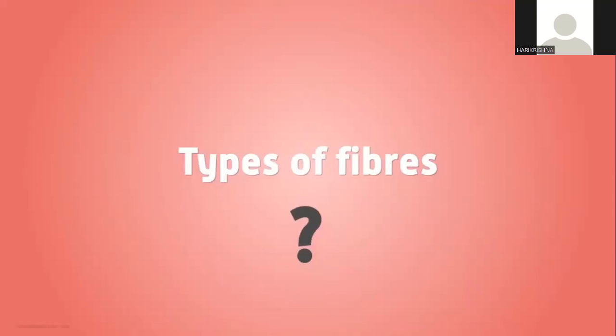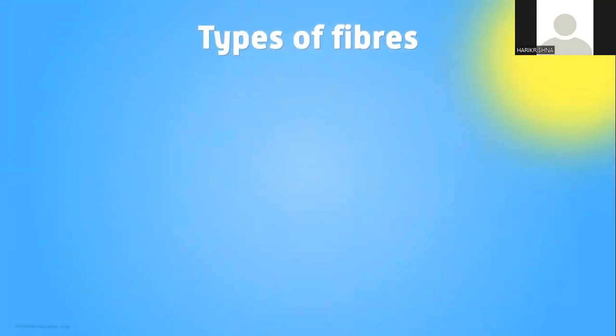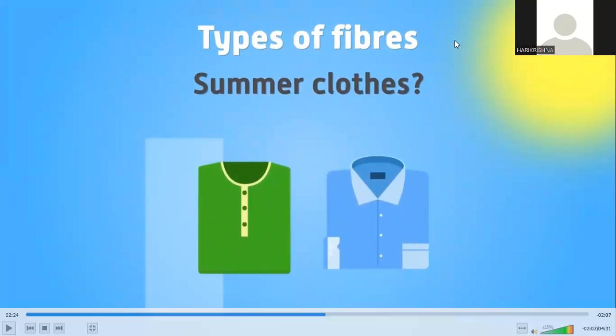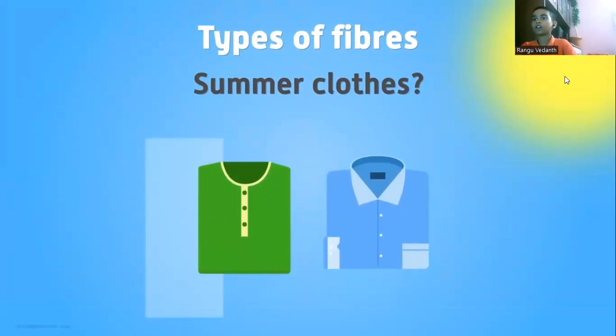What do we mean by types of fibers? Fibers are just thin and long threads, right? Not entirely so. Tell me, which types of clothes are preferred by us during summer? Soft and light clothes. What is the answer? Cotton fabric.